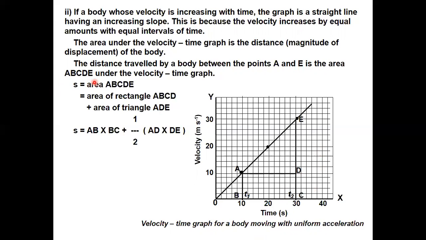Here S, that is distance, equals the area ABCDE, which includes the area of the rectangle ABCD and the area of the triangle ADE. That is S equals the area of the rectangle, AB into BC, plus half into base into height, the area of a triangle, that is half into AD into DE.